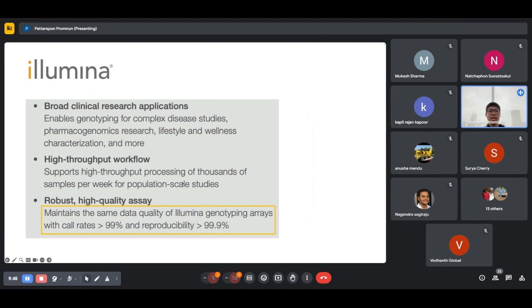They provide us the DNA result with high quality, let's say more than 99% correct. This is the efficiency of the lab that we receive the DNA from, and it can be reproduced. So they are quite reliable. This is the standard lab from the US.